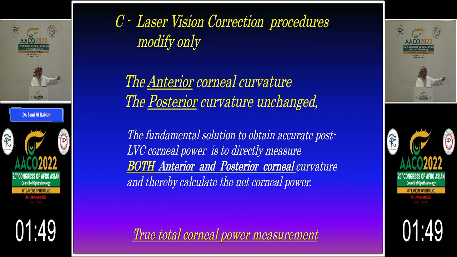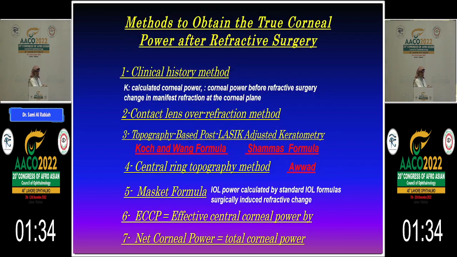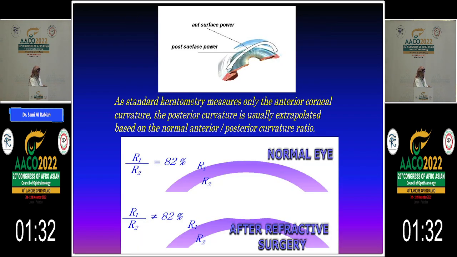We said that we change only the anterior surface. We don't change the posterior surface, and we have to calculate both. So the formula of 82, which we just mentioned, is wrong. We have to know both. We have to calculate both anterior and posterior, and we said here that it is changeable from 82. It's no longer 82, and we have to think of something else.